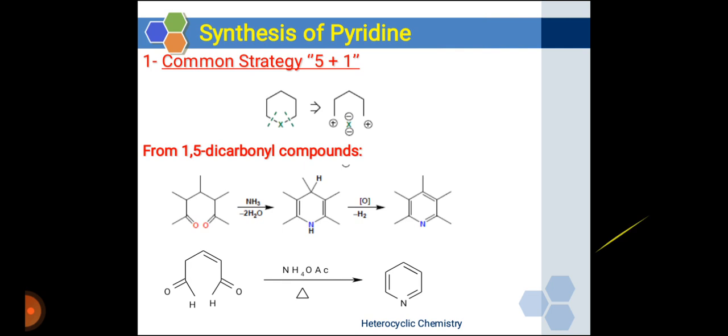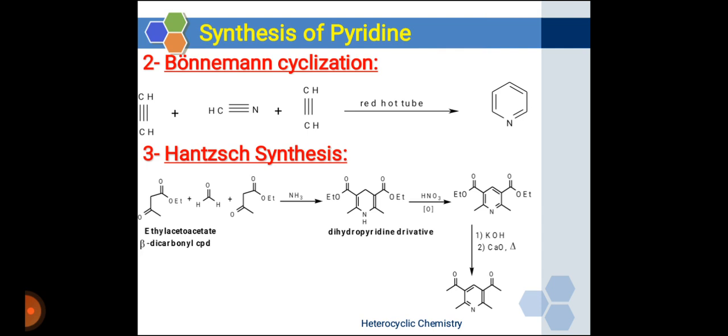Another type of synthesis, Bonnemann cyclization reaction. So here we have taken three acetylene molecules at a red hot tube at one particular time to form the pyridine structure. So it is a familiar method to form the pyridine molecules.